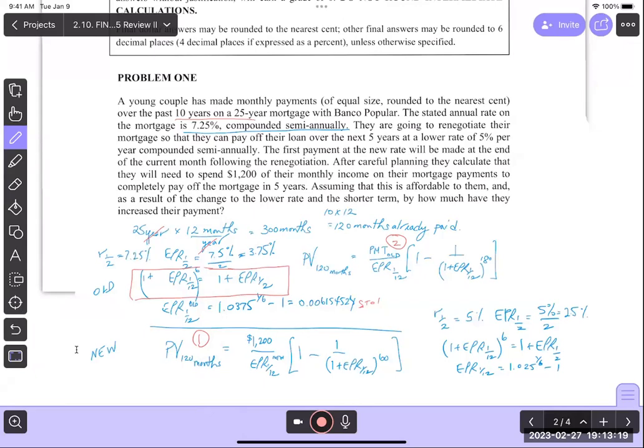So 7.25 divided by 2, converted, is 3.625. So everything was good until the end, where I had the wrong number.